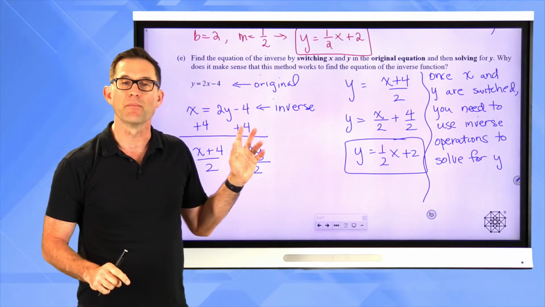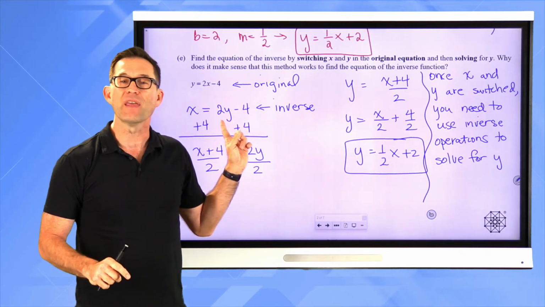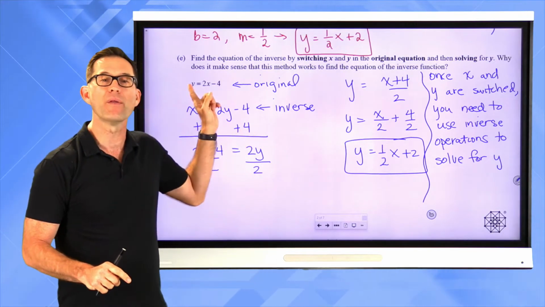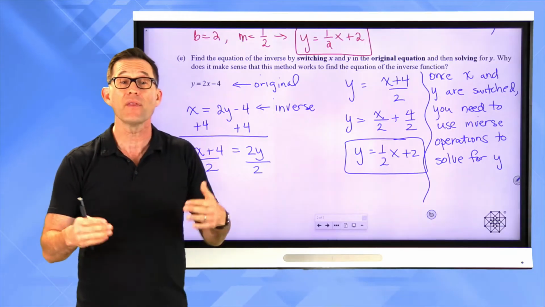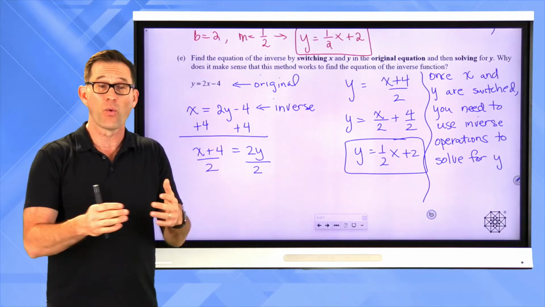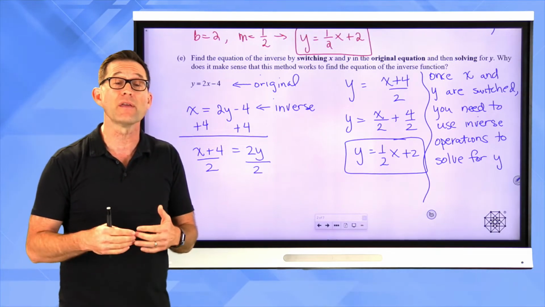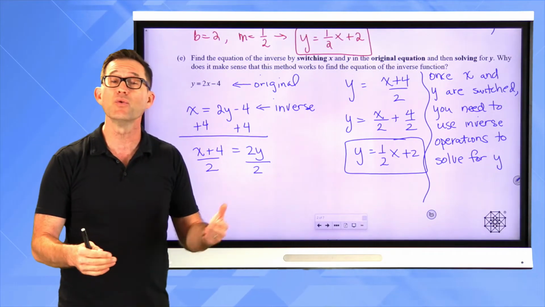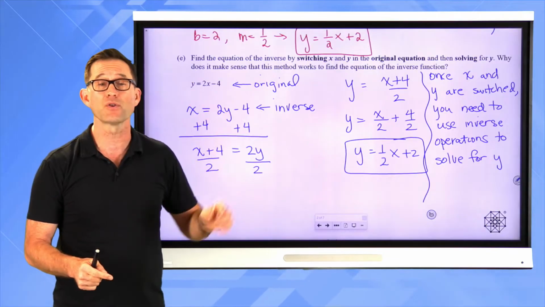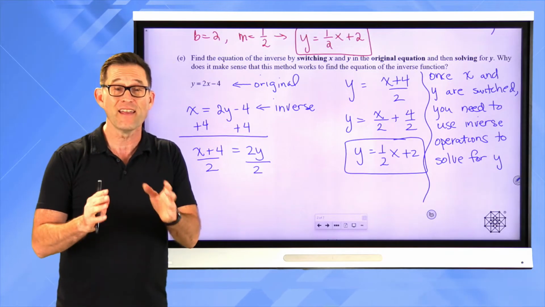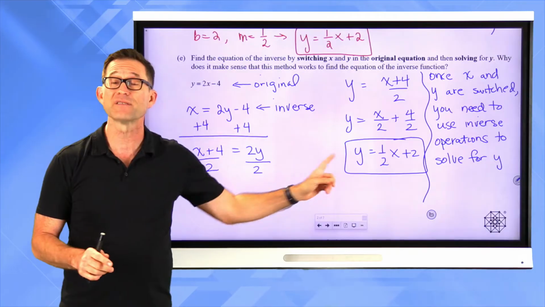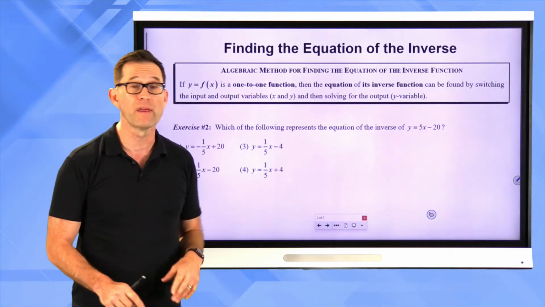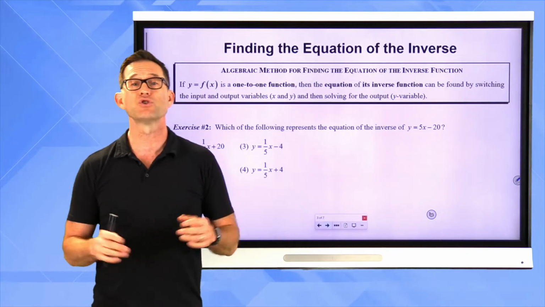Once we switch them, in order to get the output back, we literally have to do the opposite of what the original function did and in the opposite order in order to solve for the output. So we are literally forced by this algebraic procedure to do the inverse of what the original function did and in the opposite order, thus giving us the inverse function. And this is one of the key points about all inverses, finding the equation of an inverse.